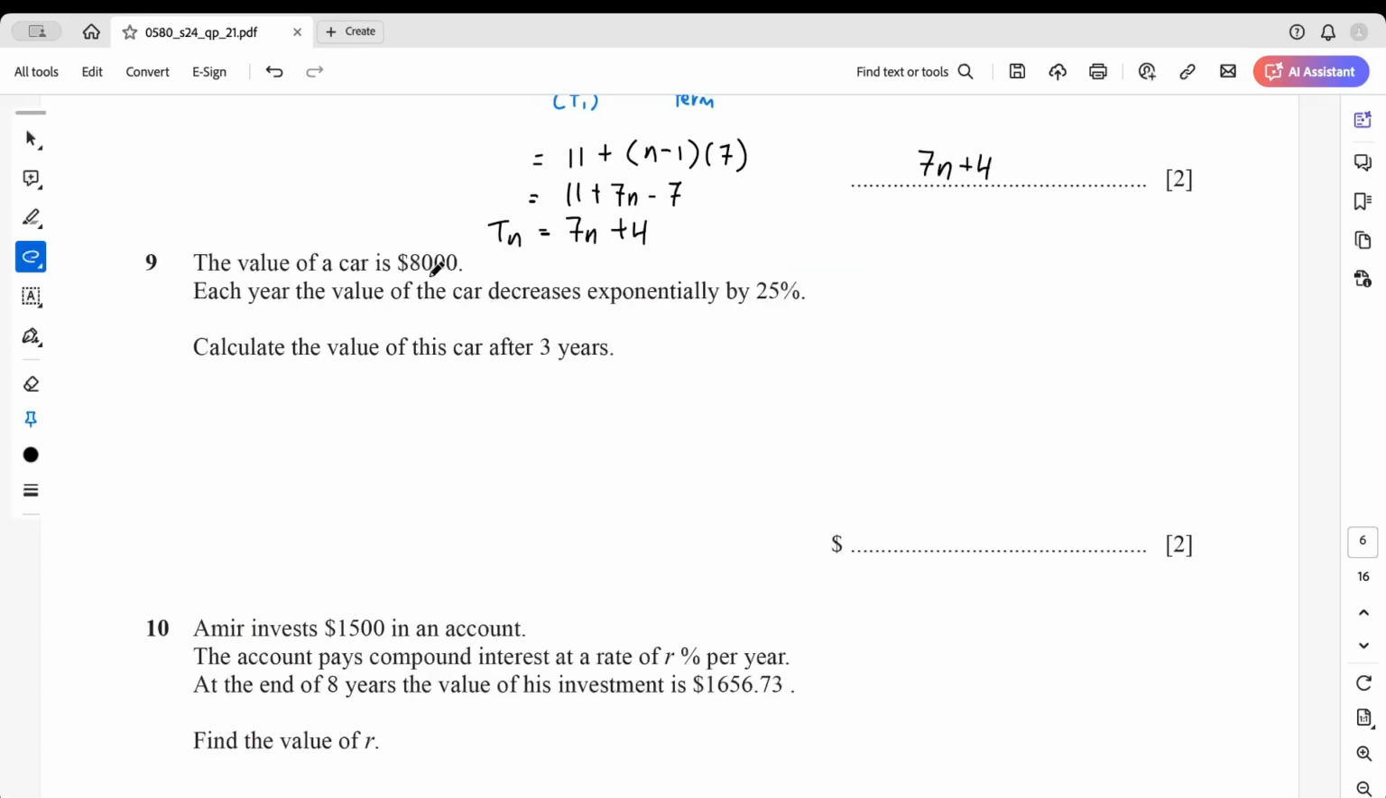Question 9. The value of a car is 8,000. Each year, the value of the car decreases exponentially by 25%. Calculate the value of this car after 3 years. So, at the start, year number 0, the car is worth 8,000. At the end of the first year, year 1, it would have decreased by 25%. So 8,000 decreased by 25% means you're multiplying by 100% minus 25%, which is the same thing as multiplying by 75% or 0.75. This continues on.